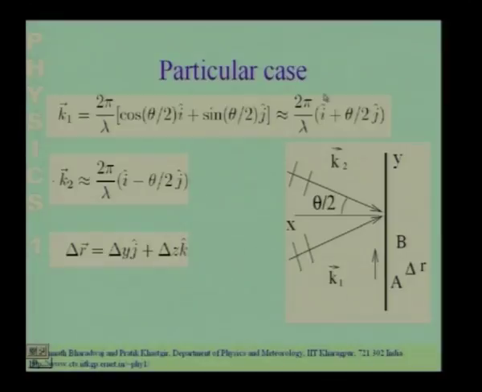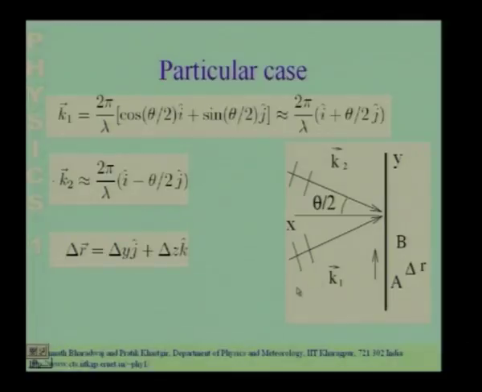So, this is the situation that we are going to consider now, and let me show you that we indeed will get straight line fringes in this particular case. So, this is the particular case that we are going to take up. We have a screen over here. The screen is aligned perpendicular to the x axis as you can see over here.